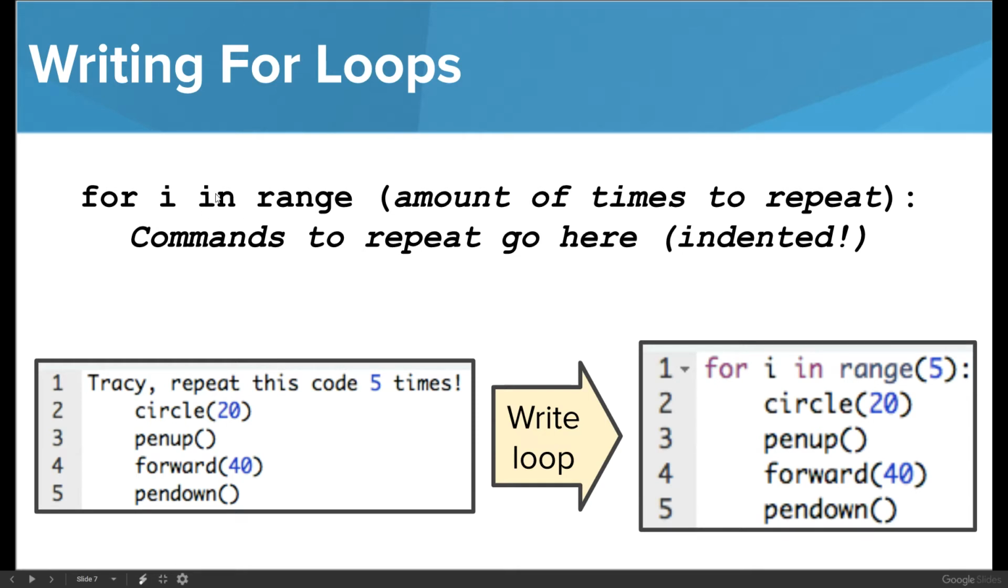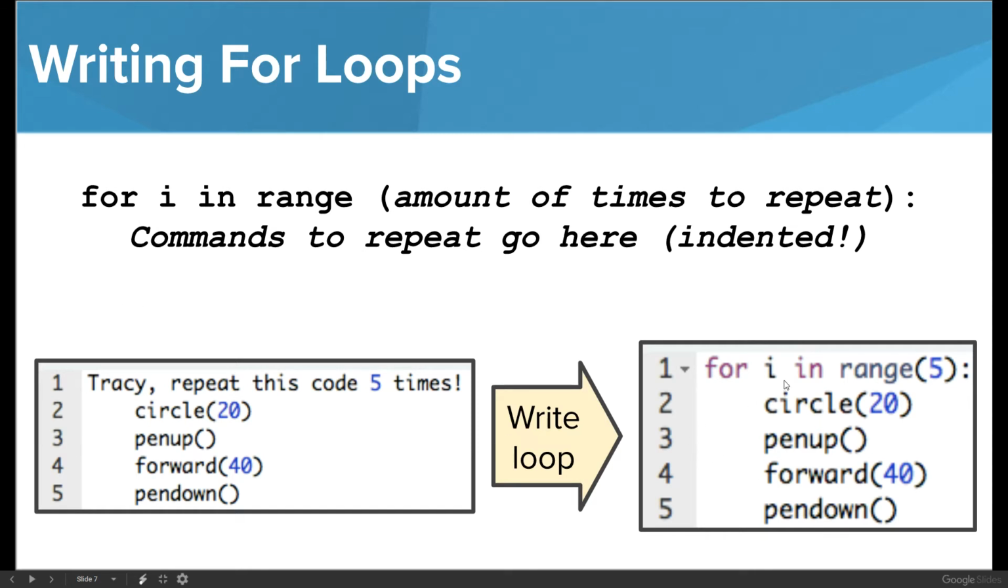Now, here's what I want you to write down into your journal. This is the actual syntax of what a for loop should look like when you type it into Python. For i in range, then in parentheses, you're going to have a number, and that number is how many times you want it to repeat your code. Below that line, you're going to type as many commands as you want to be repeated that set number of times. The one important thing is that all of these commands need to be indented. So you just press the tab key one time and it will bump it over.